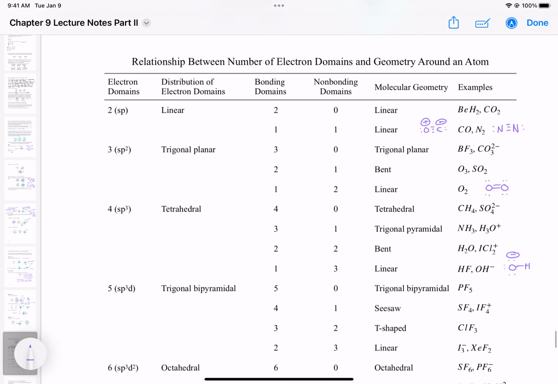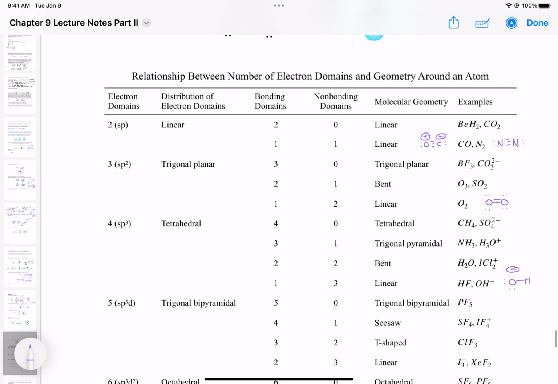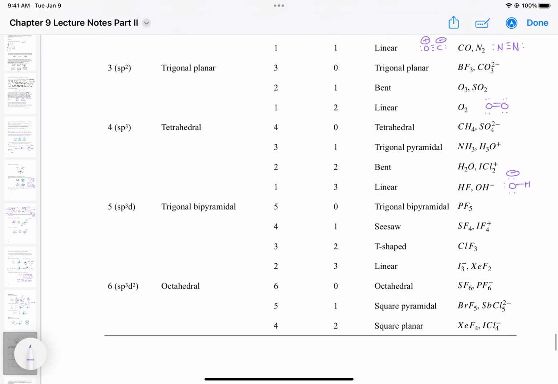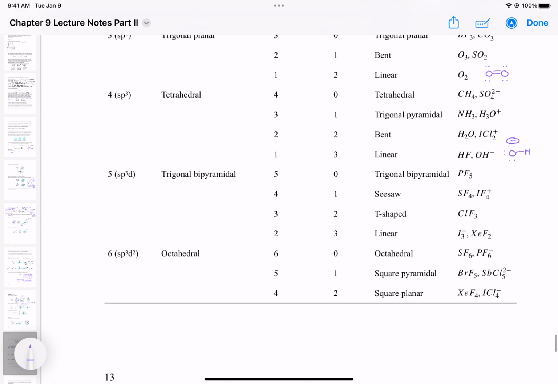And then we have, so we'll talk about what these letters mean here, like sp, sp2, sp3, sp3d, and then sp3d2. We'll talk about that later on. Okay? Then we have the 5-domain trigonal bipyramidal, seesaw, T-shaped, then linear, then octahedral, square pyramidal, square planar. So these are some more examples of molecules here that we've gone over.